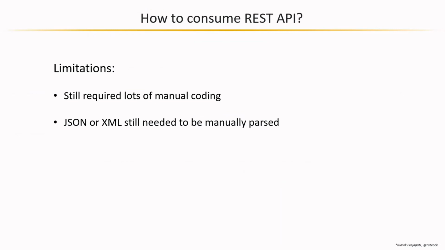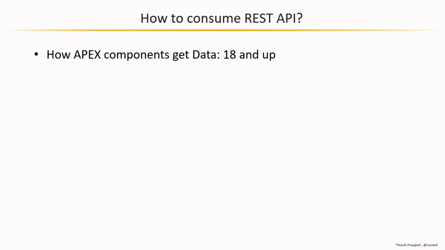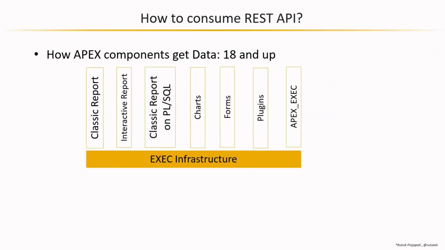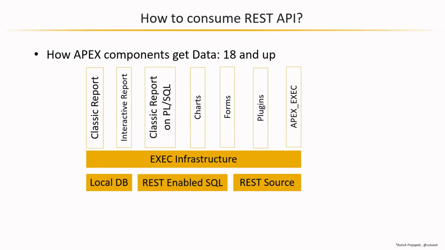and we still need to parse our JSON or XML manually, right? So after Apex 18 and the newer version, we have this new exec infrastructure, the centralized place where all the components of Apex directly talk to this component only. And in the backend, this exec infrastructure gets the data either from the local database or from the REST enabled SQL, or from the REST sources, right?